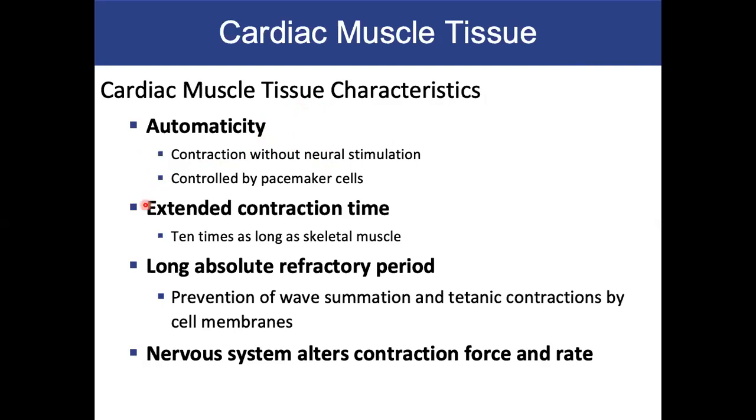It's the extended contraction time. So these cardiac muscle cells, the contractile cells, contract 10 times as long as skeletal muscle. They have a long absolute refractory period. And because they contract way longer and have a longer absolute refractory period than skeletal muscle, this is going to prevent wave summation and tetany in those muscle cells. And so what does the nervous system do? Again, it alters contraction force and rate.